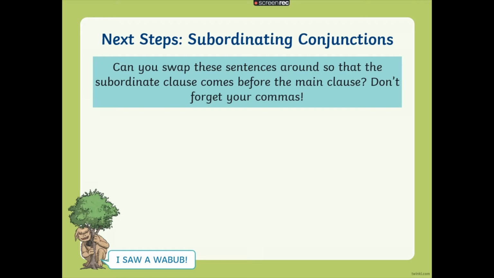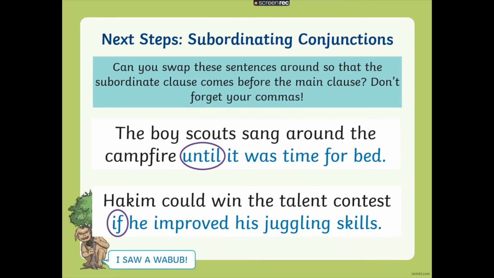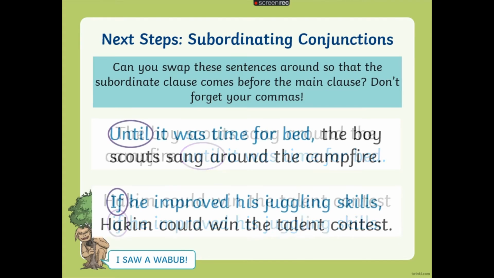Again, can you swap these around? The Boy Scouts sang around the campfire until it was time for bed. Hakeem could win the talent contest if he improved his juggling skills. Can you swap them around? There we go. Until it was time for bed, comma, the Boy Scouts sang around the campfire. If he improved his juggling skills, comma, Hakeem could win the talent contest.